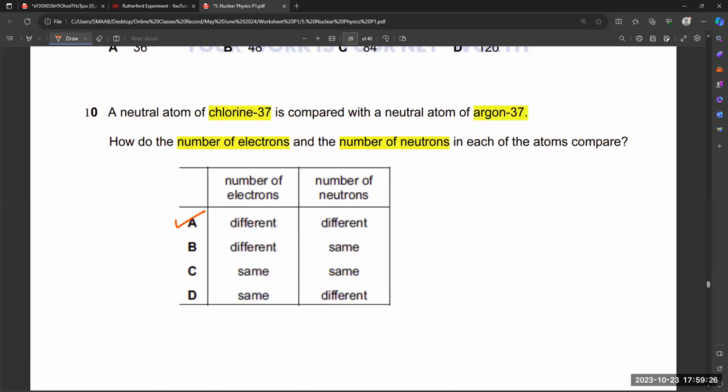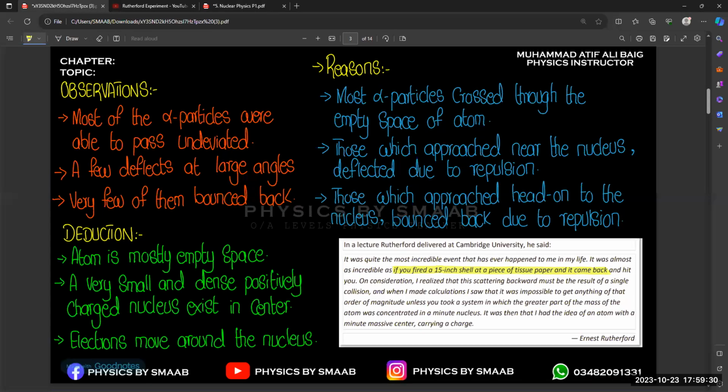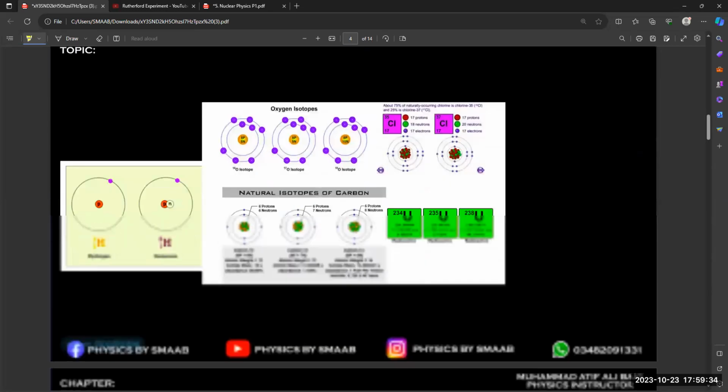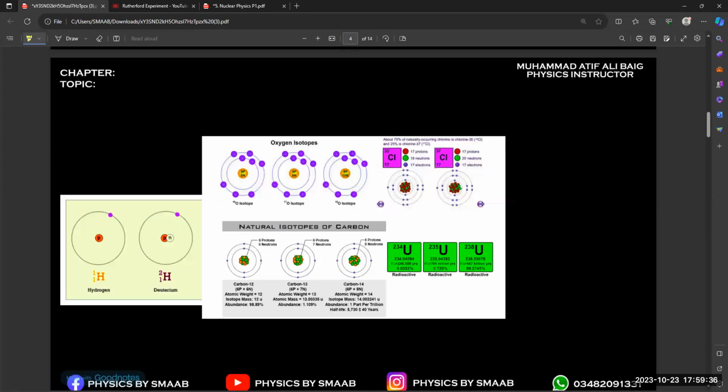Okay. So these are basic type of questions that are included from the first chapter. And the next topic that we are going to do in this chapter is related to isotopes, right? So you also know the basic idea of isotopes. Okay. So next time we will start from the concept of isotopes.